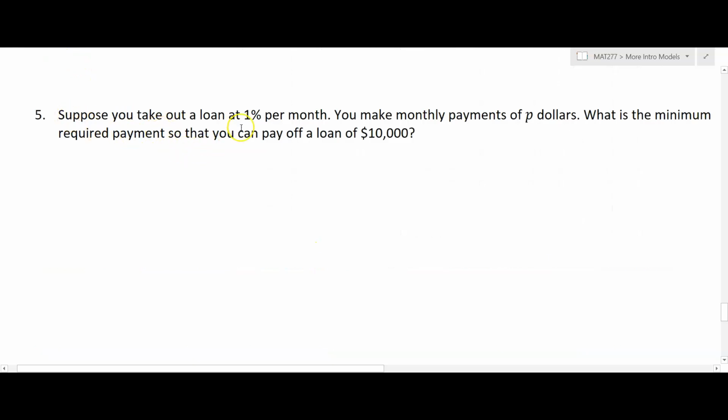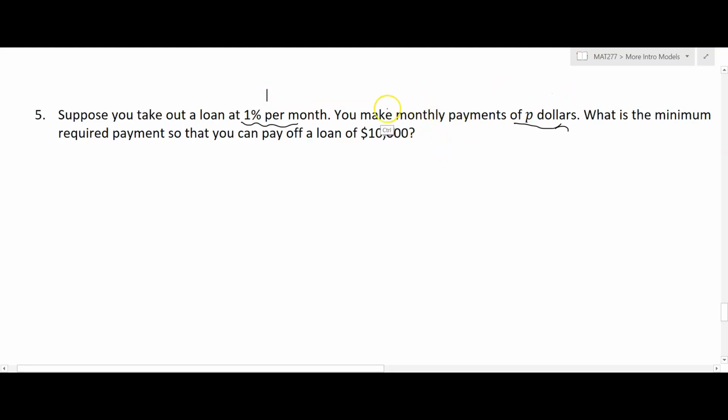In this last problem, suppose you take out a loan at 1% per month. You make monthly payments of P dollars. What is the minimum required payment so that you can pay off a loan of $10,000? Okay, so first of all, the thing that we should notice is that if we're being charged interest and we're making a payment, if the amount of interest that is being incurred on our account is greater than the payment that we're making, our loan balance is going to go up. But if our loan interest amount is smaller than our payment, then our balance will go down.